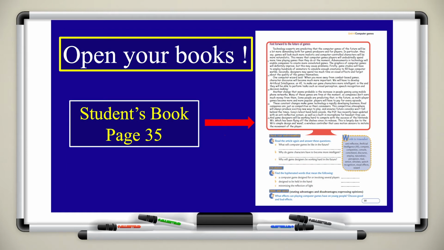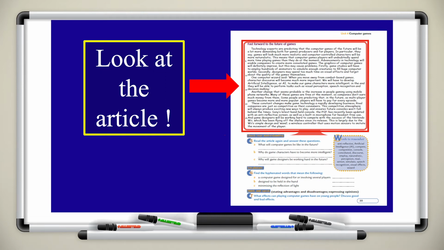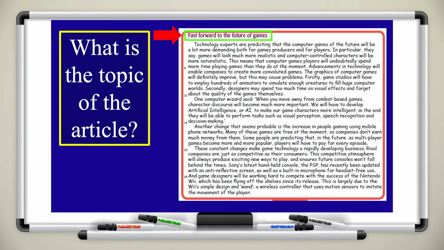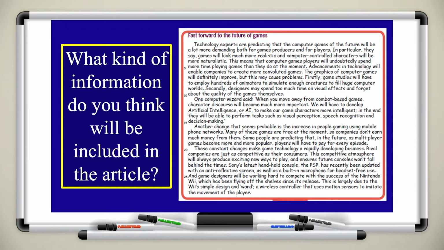Now, open your workbook or your student's book to page 35 and look at this article. What do you think the topic is based on this title? Fast forward to the future of games. And what kind of information do you think will be included in this article?